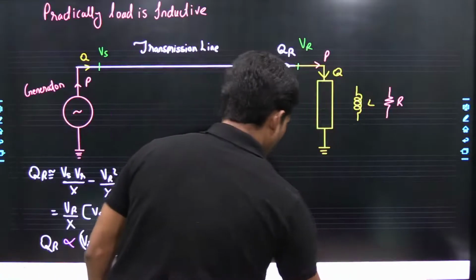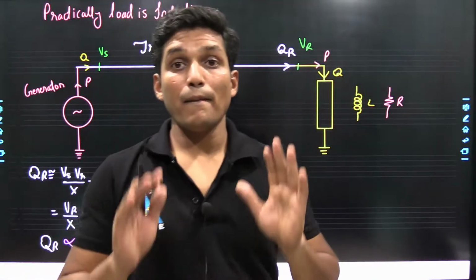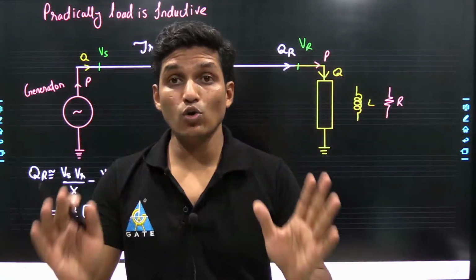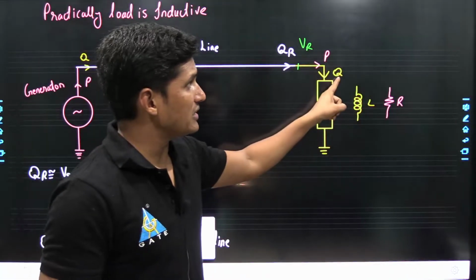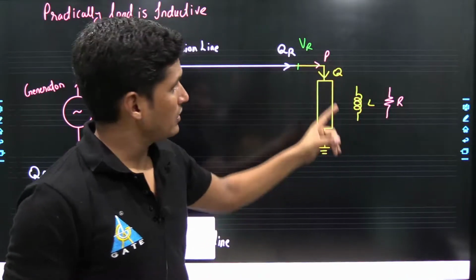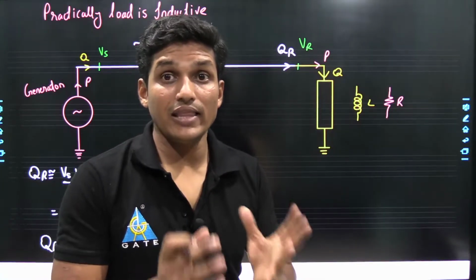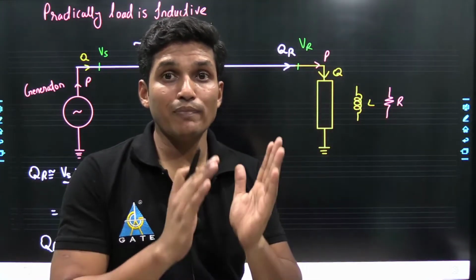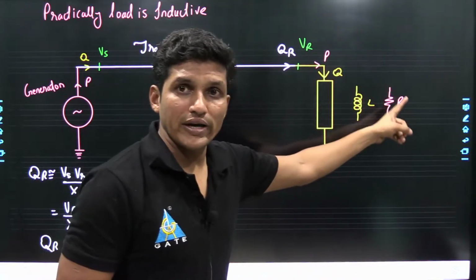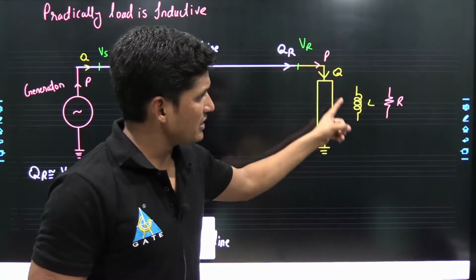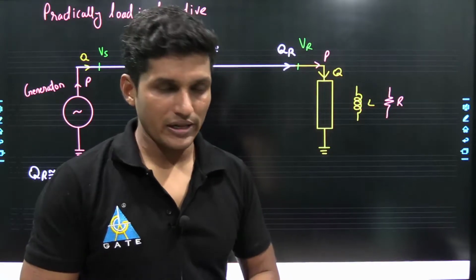Now consider a practical example. Let's take a load. Normally, practically our load is inductive. So it demands real power as well as reactive power. Real power is for the mechanical energy, as our load converts electrical energy into mechanical energy, which is represented by resistance. So it needs real power, and it needs reactive power. So both real power and reactive power are demanded by the load.